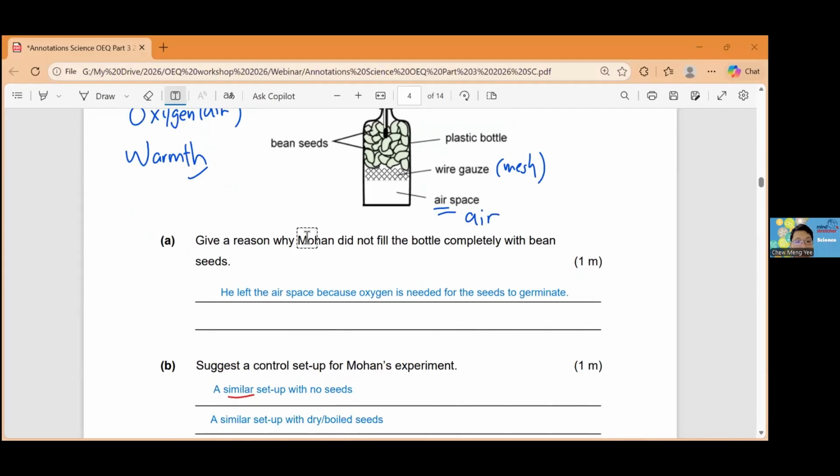What's the wire gauze? So that's what I mentioned. Wire gauze is just like a wire mesh. Like for example, when you go barbecue, you use a wire mesh.